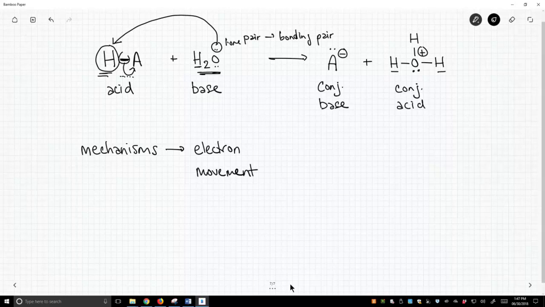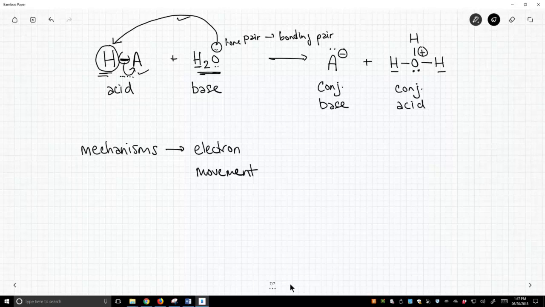Note that by tracking the electron movement, all these arrows, that arrow and that arrow, are tracking how the electrons move. But once we know how the electrons move, we can say what happened to the atoms and place the atoms correctly in the product.